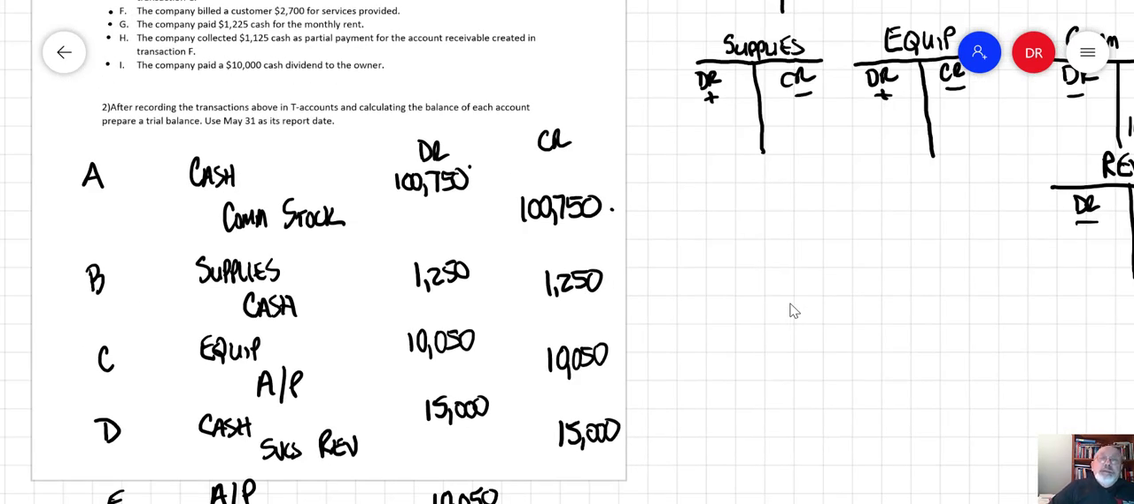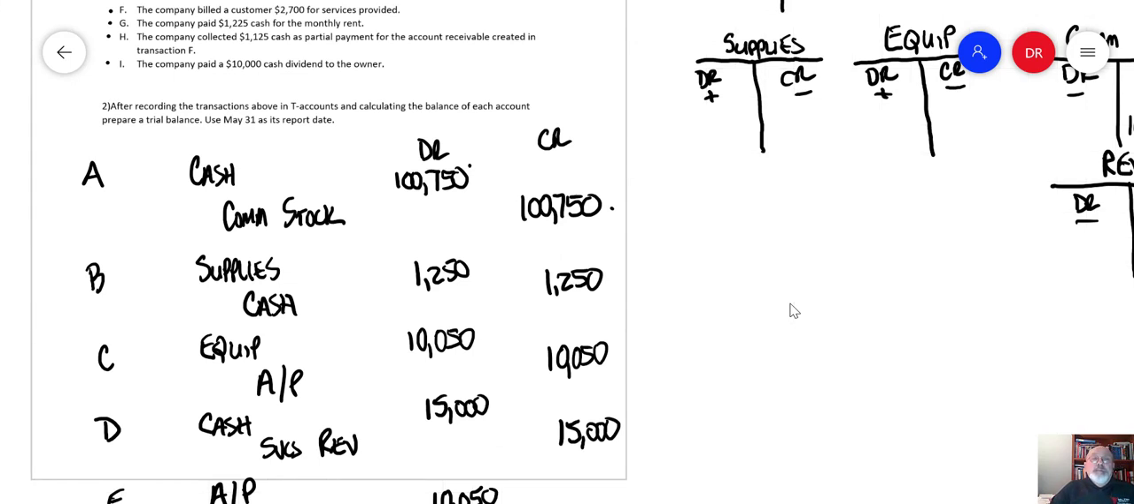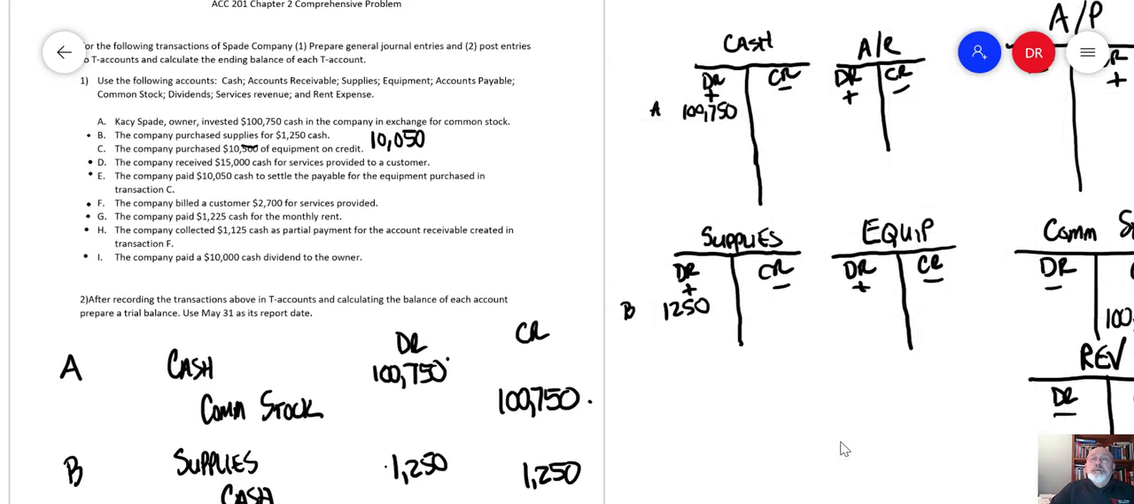So we're putting both these numbers in the proper account. For transaction B, we're debiting supplies. We're increasing them by $12.50. So for letter B, $12.50 on the debit side to supplies. And for letter B, a credit to cash for $12.50. So here you're going to put B, $12.50. All right.